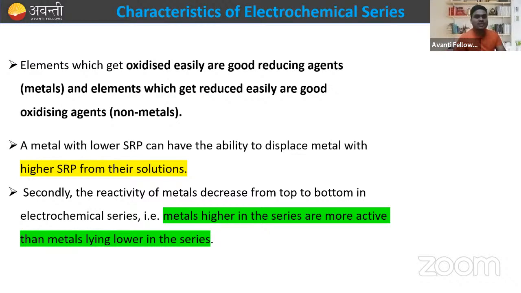Now, elements which get oxidized easily are a good reducing agent, that is metals. And the elements which get reduced easily are the good oxidizing agent, that is non-metals. A metal with the lower SRP has the ability to displace a metal with the higher SRP from their solution. Secondly, the reactivity of the metal decreases from top to bottom in the electrochemical series. Metals higher in the series are more active than the metals lying lower in the series. Right. So these are basically the facts. So this point you must remember.